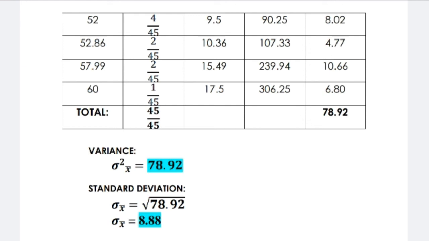And the total of our probability is 45 over 45. And the total is 78.92. Our variance is 78.92. And the standard deviation is the square root of our variance, which is 8.88. And the answer is 8.88.